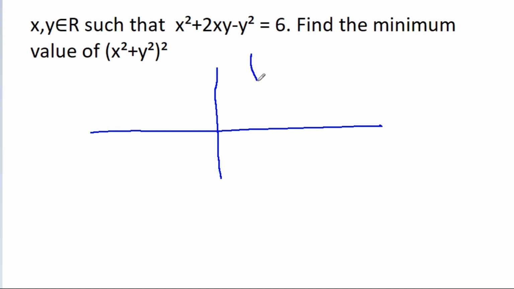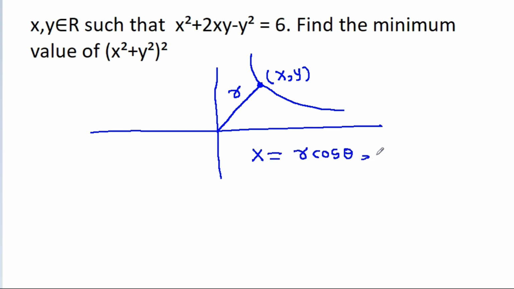if this is any curve and this point is (x, y), and suppose this distance is r, then we can write x is equal to r cos theta and y is equal to r sin theta, if this angle is theta.